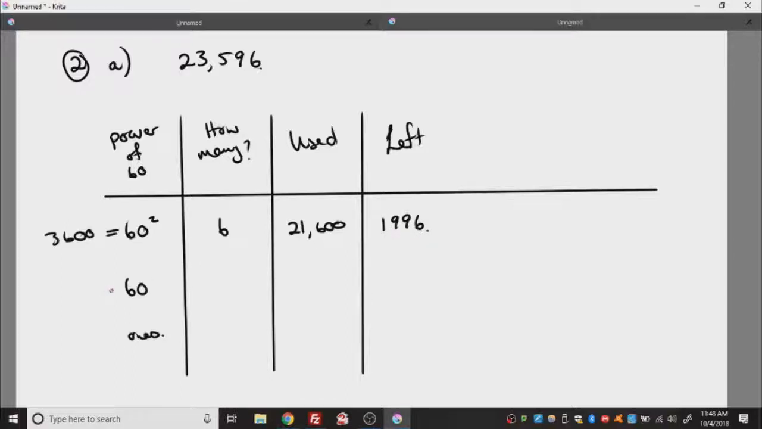I still have to fit that in somewhere. And the 60s can fit that in. How many 60s can go in there? 33. 33 times 60 is what I've used of that 1,996. 33 times 60.